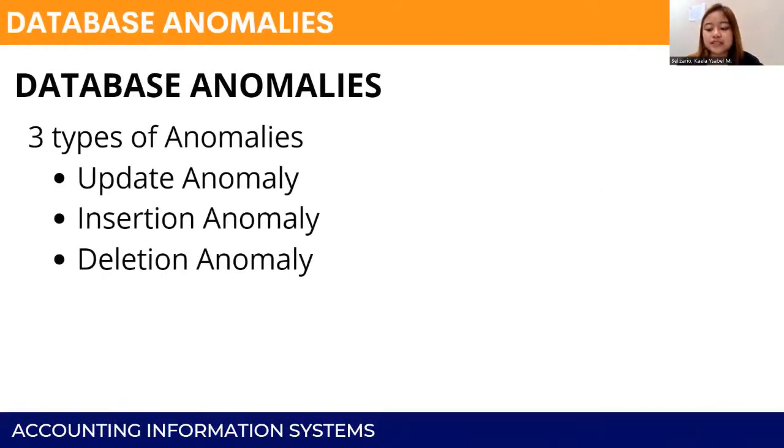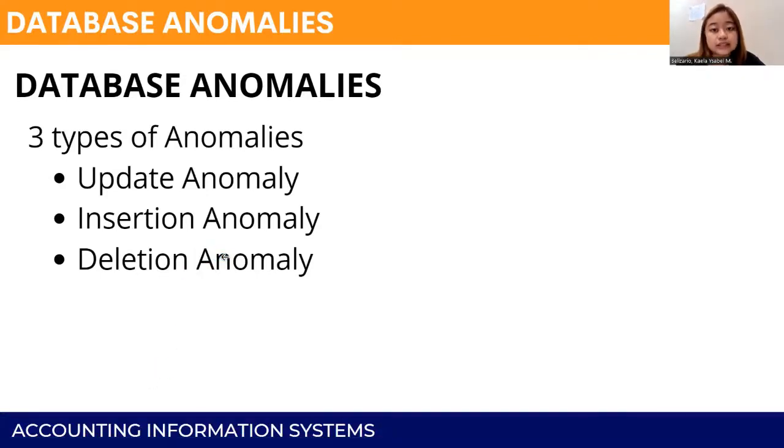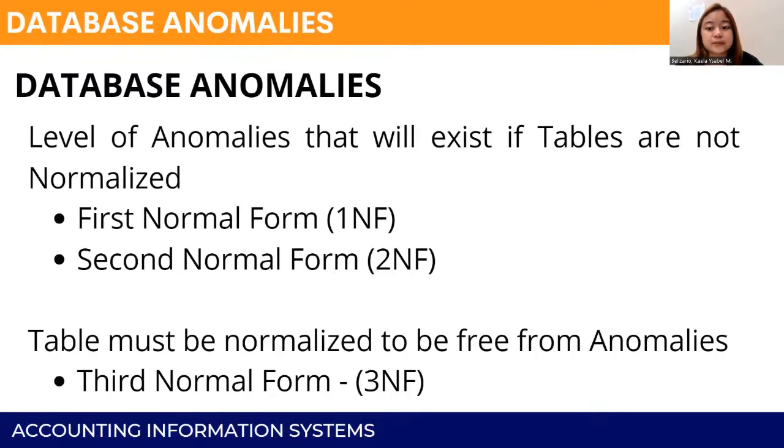First is the update anomaly, which is a data inconsistency that results from data redundancy and a partial update. Second is the insertion anomaly, which means the inability to add data to the database due to the absence of another data. Third is a deletion anomaly, which occurs when you delete a record that may contain attributes that shouldn't be deleted. So there are levels of anomalies that will exist if tables are not normalized.